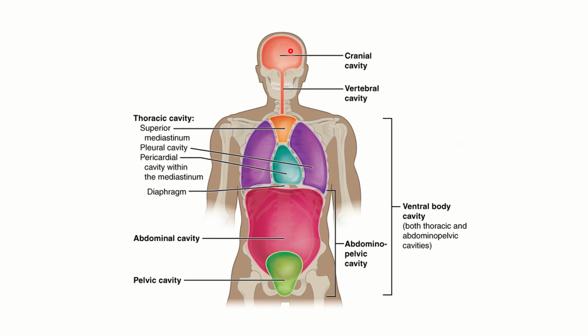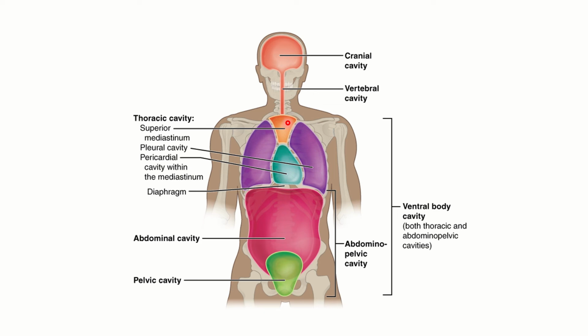You can see the cranial cavity, so cerebrum and cerebellum, all other parts of the brain are located here. And here is the vertebral cavity, where the spinal cord is. The thoracic cavity has other smaller cavities. One of them is called pericardium, and here is where the heart is located.